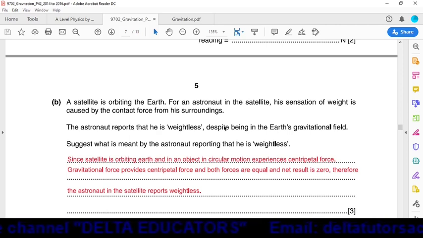Okay, what answer do we have to write here? Since the satellite is orbiting Earth, and an object in circular motion experiences centripetal force. Gravitational force provides the centripetal force, and both forces are equal, and the net result is 0. Therefore, the astronaut in the satellite reports being weightless.